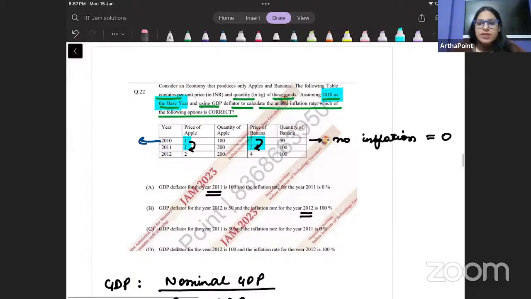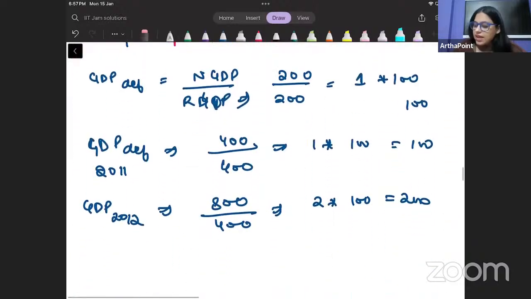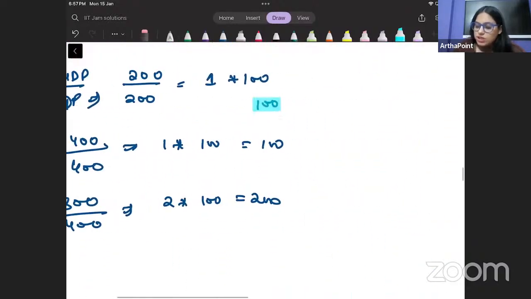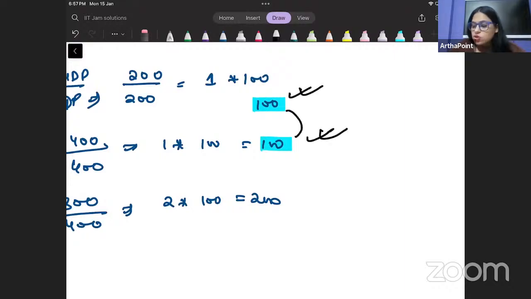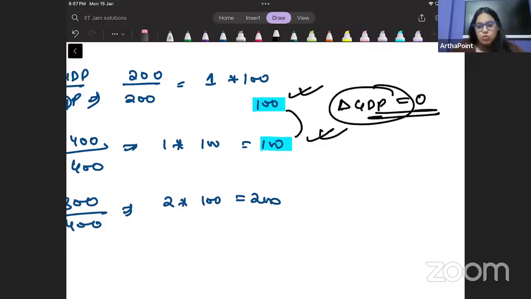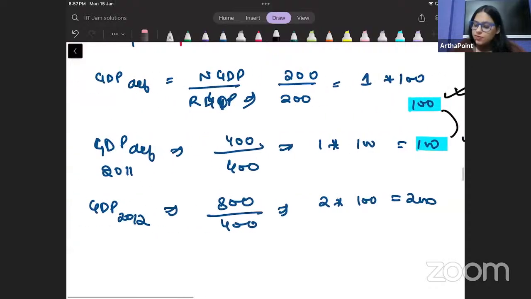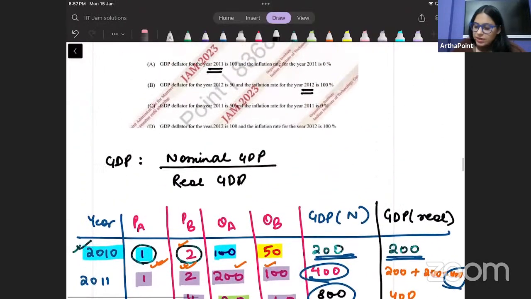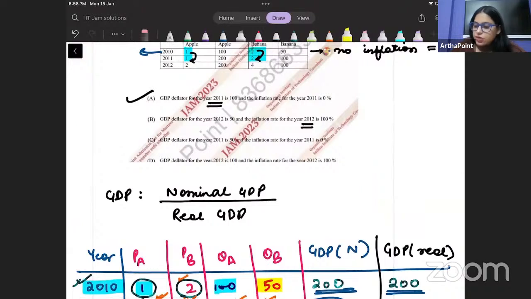Right. So what we can see when we look at the GDP deflator is that it remained 100 in 2010 and also in 2011. So there was no change in the GDP deflator. Change is 0, again proving that there is no inflation. So the first option is absolutely correct, that the GDP deflator for year 2011 is 100. That is what we found out, and the inflation rate is 0%.